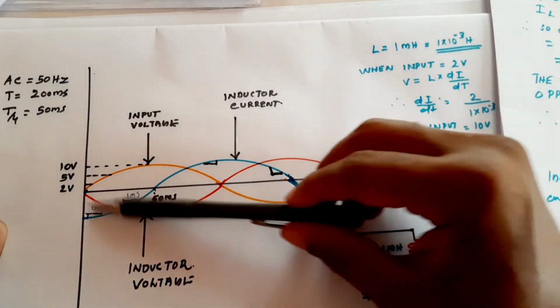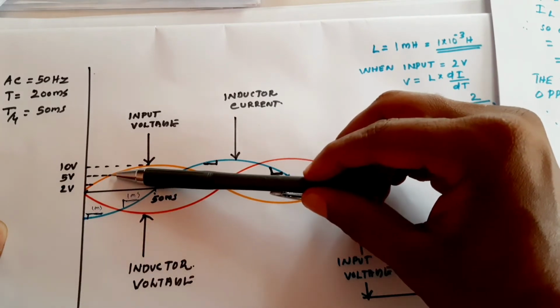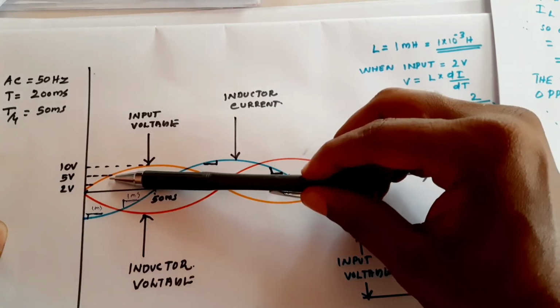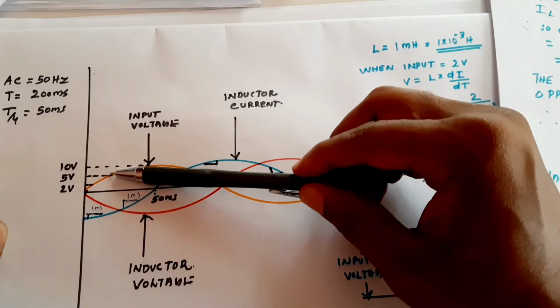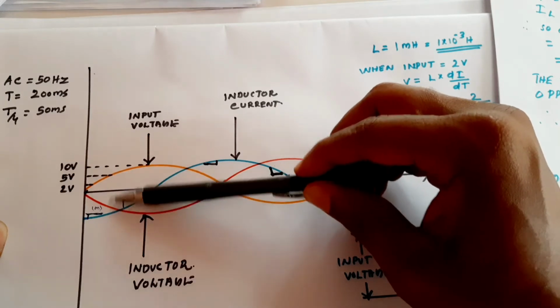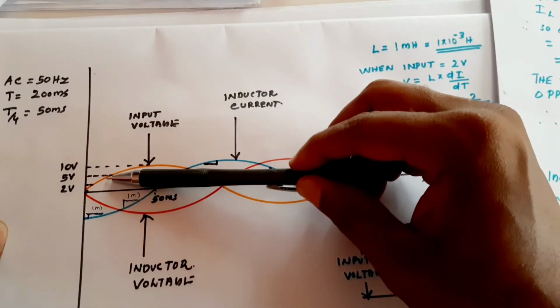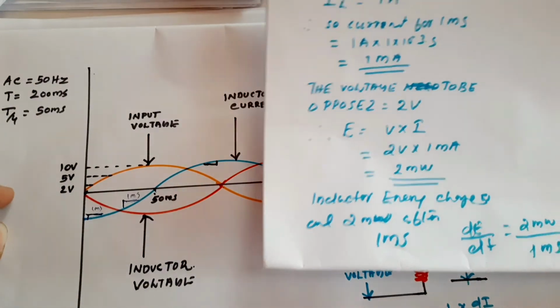Now look at a point where the input voltage is 5 volt. The input voltage is 5 volt, which means the inductor has to spend more energy. It has to oppose 5 volts. So each electron in the current has to spend more energy to oppose the input voltage.